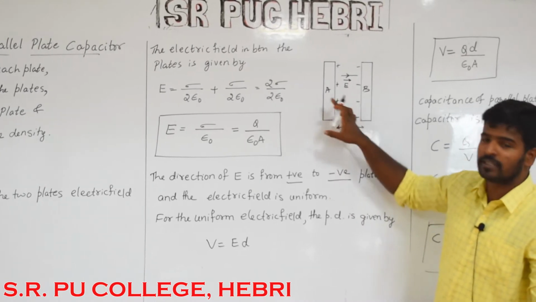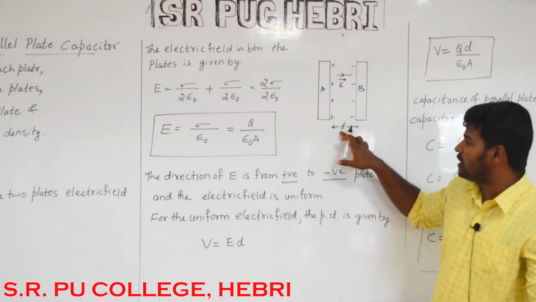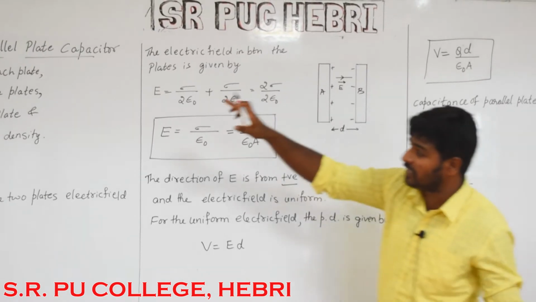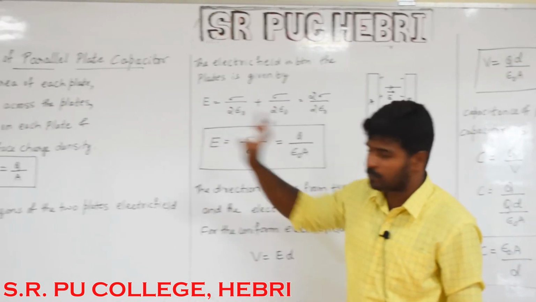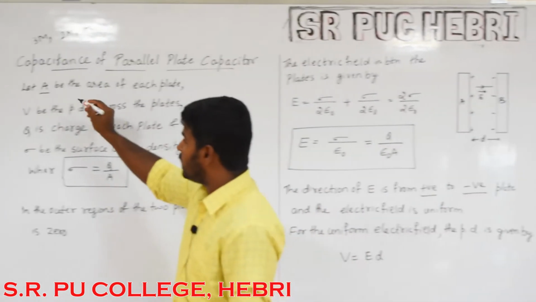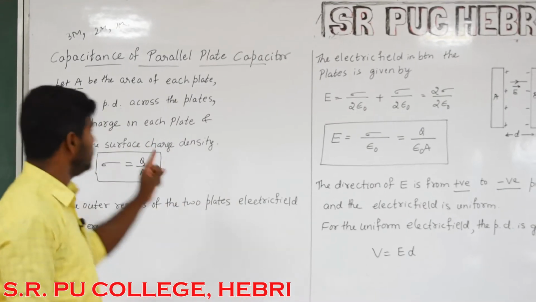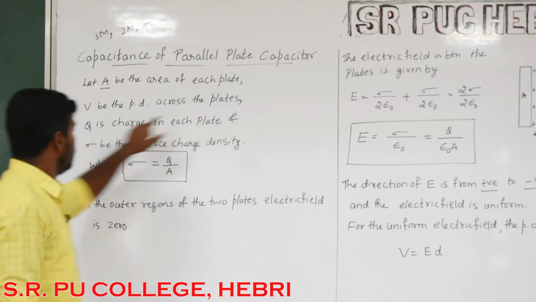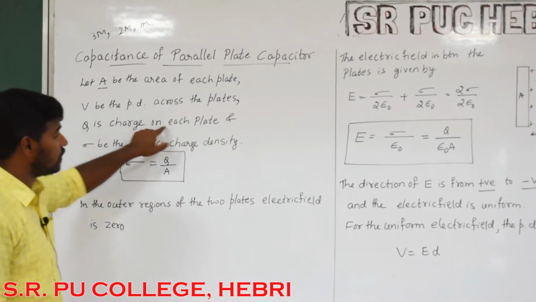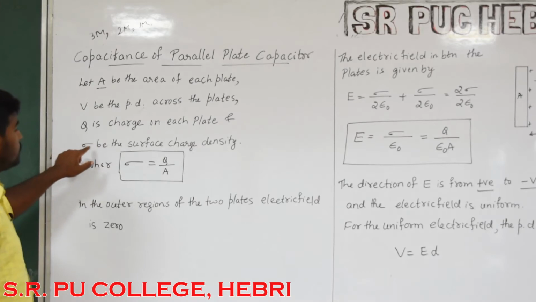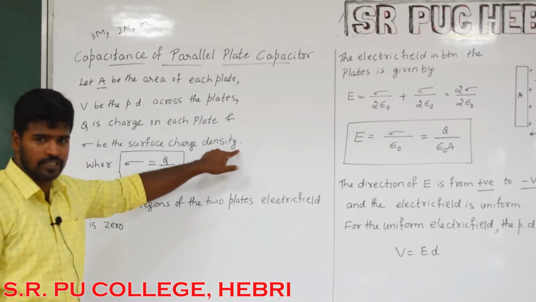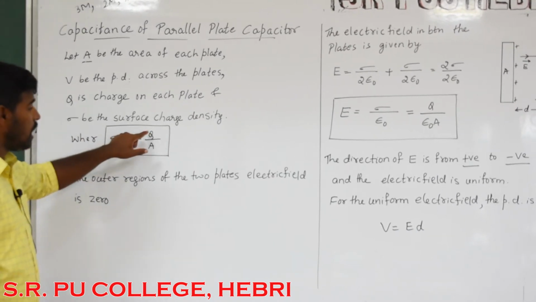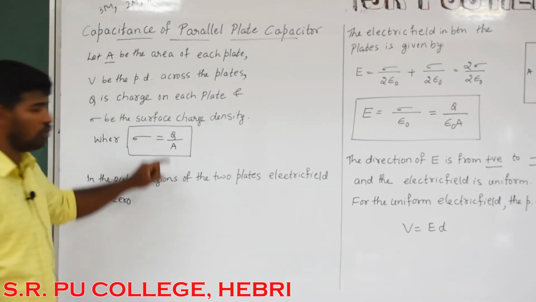Therefore, consider the 2 conductors A and B separated by an insulating medium with a distance D. Let capital A be the area of each plate. V be the potential difference across the plates. The next term, Q, is the charge on each plate. The next one, sigma, is the surface charge density. We know that surface charge density sigma is equal to charge per unit area. Therefore, sigma is equal to Q divided by A.